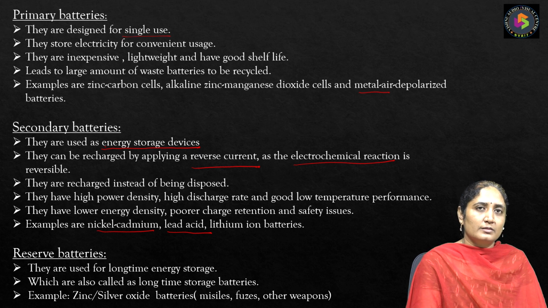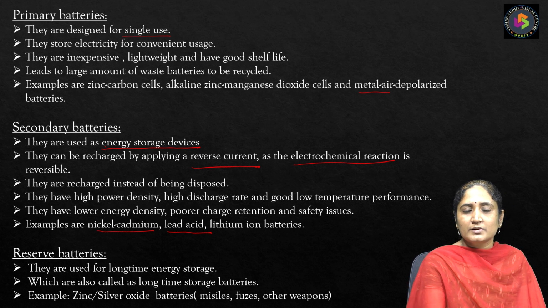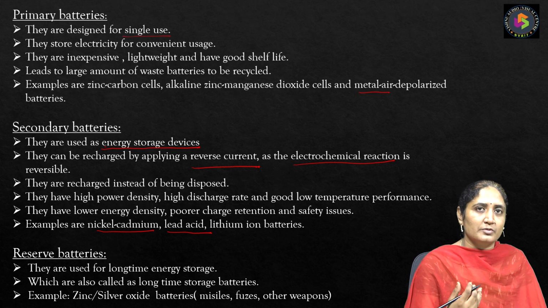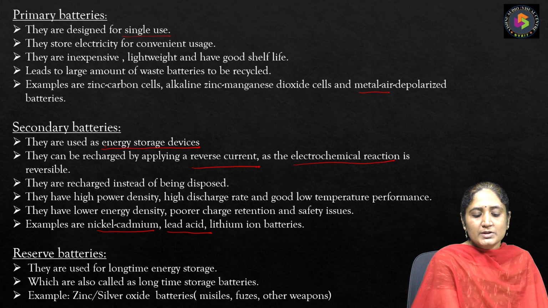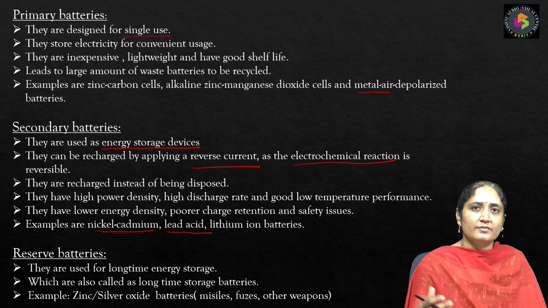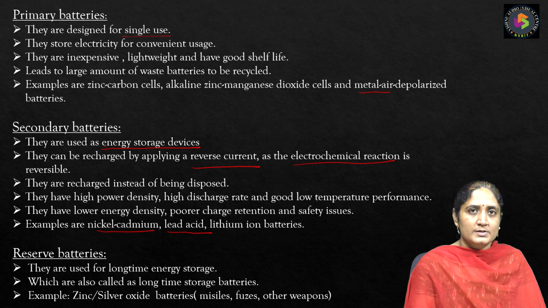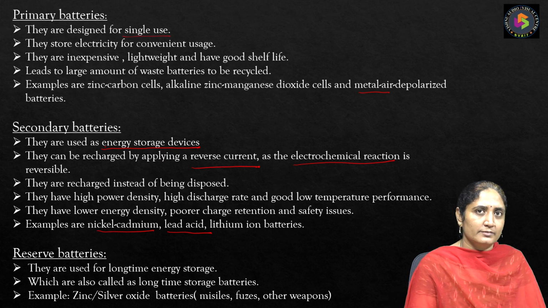Next, type 3, reserve batteries. What is meant by reserve batteries? What is the difference between primary, secondary and reserve batteries? Reserve batteries are used for long time energy storage, for example after 6 months or 10 months. As with inverters, we can store energy for a long time, and after a power cut we can use the inverters.